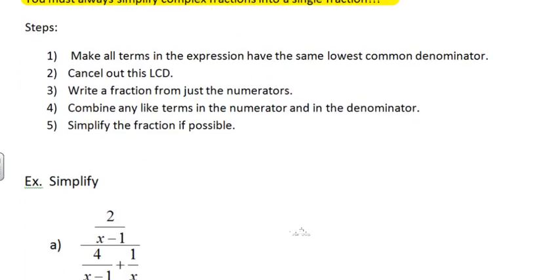These are my steps. I'm going to make all the terms in the expression have the same lowest common denominator. What I mean by that is every small fraction, every baby fraction will have the same baby denominator. If I can do that, then I can cancel out all these baby denominators right here, right? By doing so, that'll create just one gigante fraction, right, from just your numerators, okay? Now, like always, once you get down to that single fraction, if you can simplify it, all right? So let's take a look at what I'm talking about.